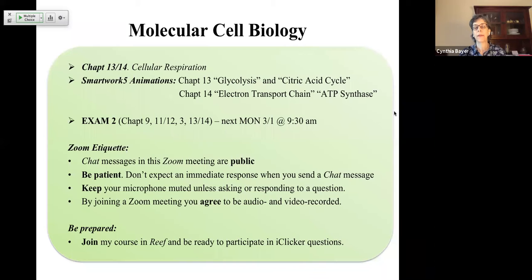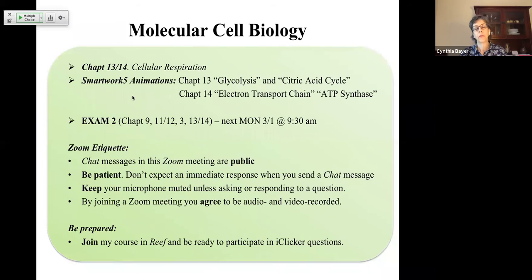We'll take a peek at it today. We'll actually look at a computer model of the action of ATP synthase. And we will finish our study of cell respiration. That will be part of our exam on Monday.